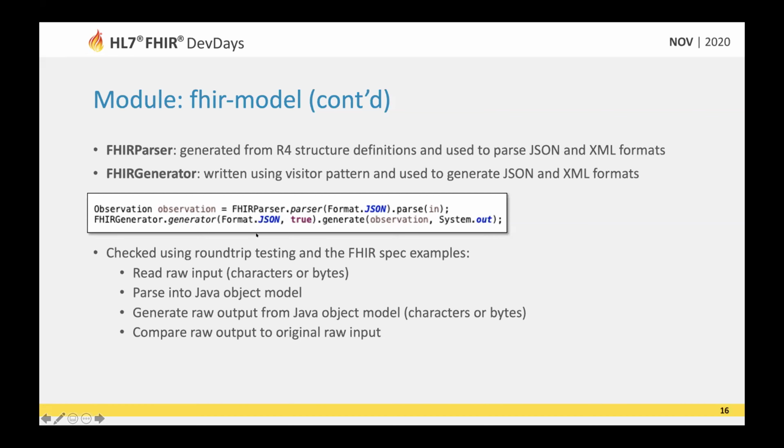We checked the validity of the generated parser and the handcrafted generator for both XML and JSON by performing round trip testing using all of the examples that come with the FHIR spec, which I think there are a few thousand maybe. Basically reading the raw input, parsing them into the Java object model, generating raw output again, and then comparing the raw output to the raw input, and just verifying that we get the round trip that we would expect. So this part underwent some pretty rigorous testing.